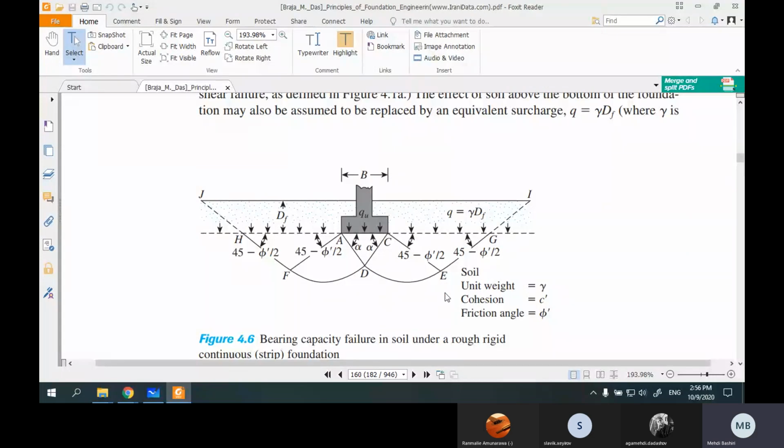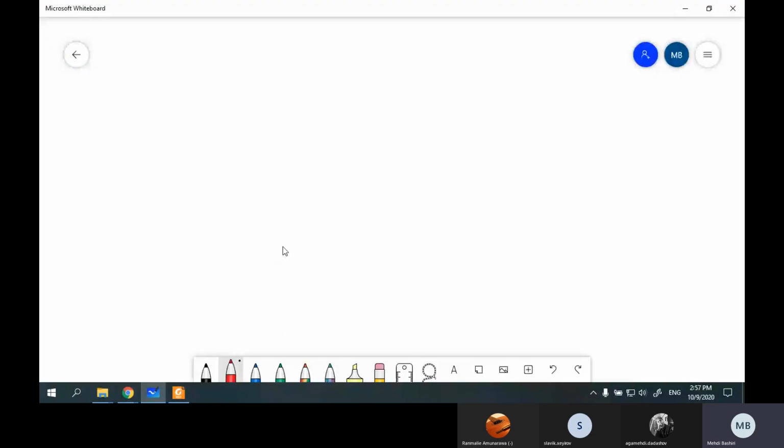What are these parameters? One of them is the unit weight of the soil, gamma. The other ones are cohesion, c prime, and friction angle, phi. Okay. Do you know how to find these parameters? Cohesion and friction angle. You know what they are from soil engineering?